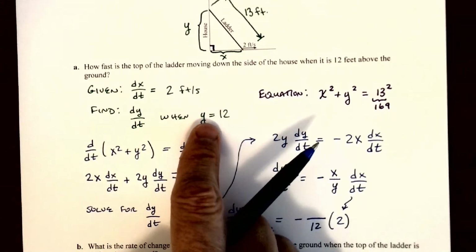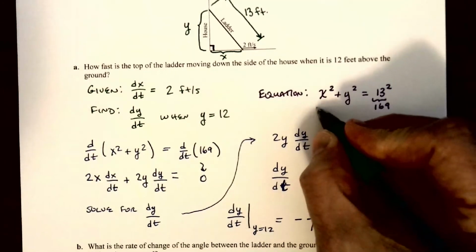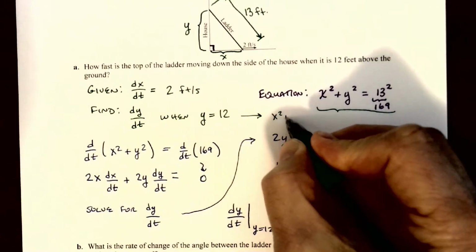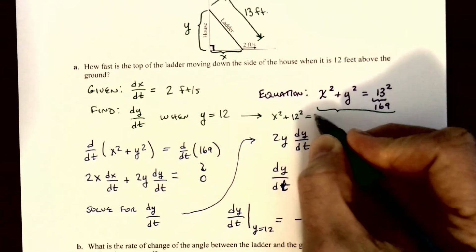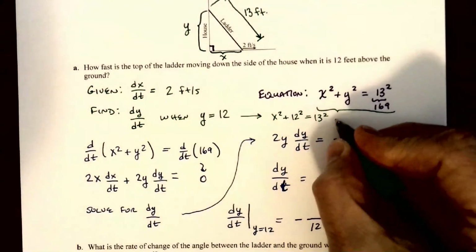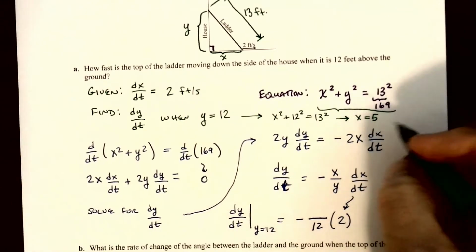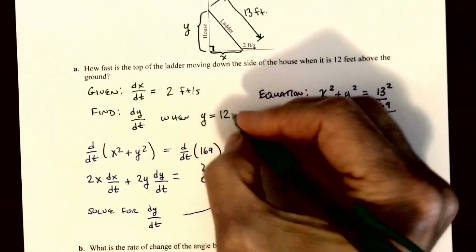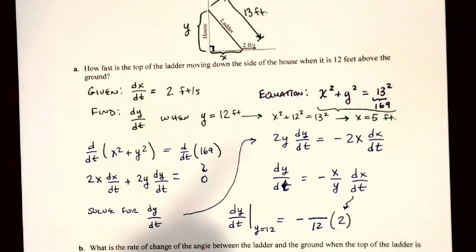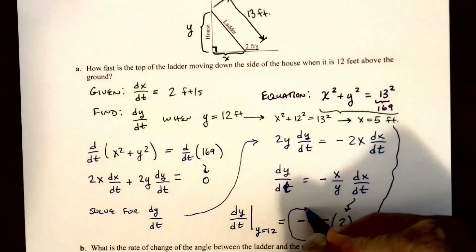Because at the instant y is 12, what do we know? Well, when y is 12, this relationship holds, right? So when y is 12, x squared plus 12 squared is equal to 13 squared. And I can solve for x. I'll let you solve this. See if you get this. X turns out to be exactly 5 feet. When y is 12 feet, x is 5 feet. Just at that instant. And so just at that instant, I can now plug in that value for x.